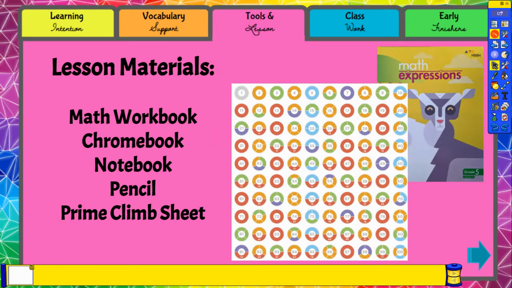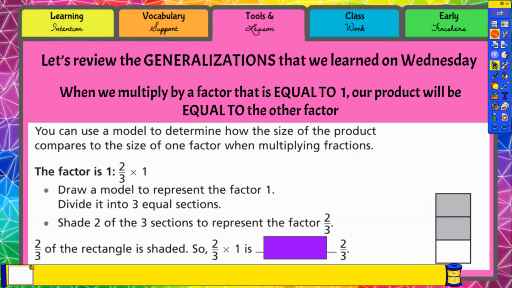All right, for today, you will need your math notebook, your math workbook. You are already on your Chromebook. You'll need your notebook, pencil, Climb sheet are available. Just ask the guest teacher. Otherwise, they're always located on this slide.